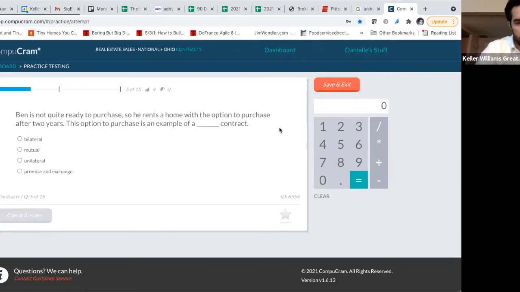All righty, question number 5. Ben is not quite ready to purchase, so he rents a home with the option to purchase after 2 years. The option to purchase is an example of a blank contract. A, bilateral, B, mutual, C, unilateral, or D, promise and exchange.